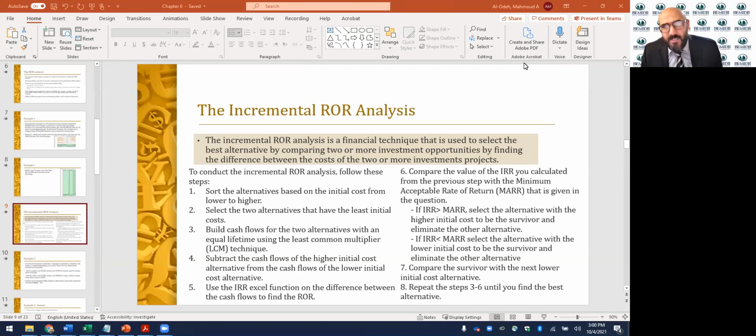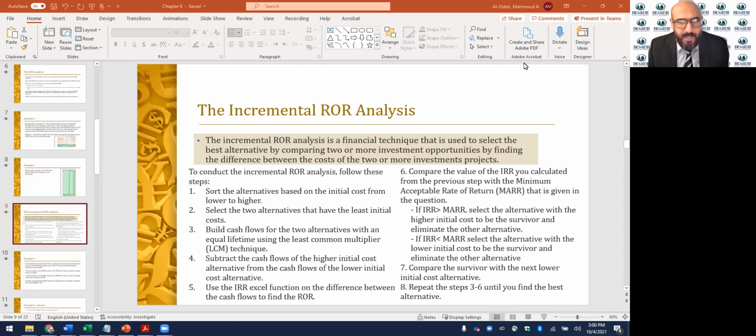The incremental ROR analysis is a financial technique that we use to select the best alternative by comparing two or more investment opportunities by finding the difference between the cost of the two or more investments.